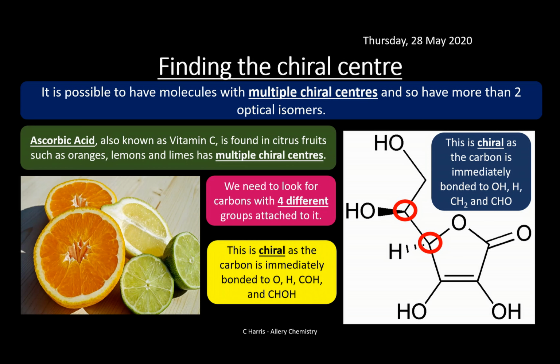There it is. This is chiral, because the carbon here is directly bonded to an oxygen, directly bonded to a hydrogen, bonded to a COH, which is down here, and also bonded to a CHOH, which is up here. So we've got 4 different groups around that carbon atom. So you can see here, this has 2 chiral centers. So just be prepared to look out for multiple chiral centers in your molecule.